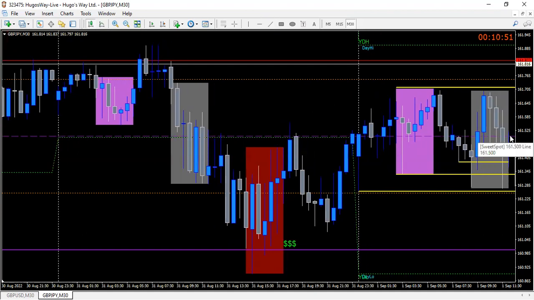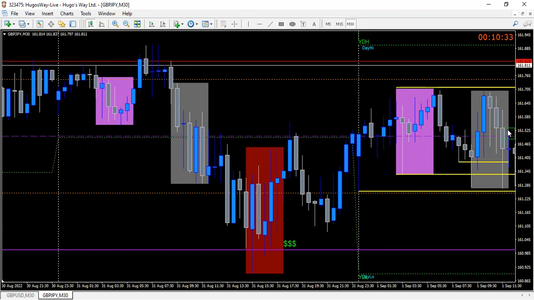Boom. We get the pullback to the 50. Okay. Once we touch this 50, I'm in. I'm in the trade here. All right. So this is my entry. I'm in here. All right.